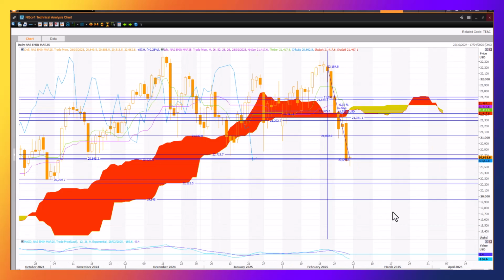Be on the lookout for any kind of support to come back in at either the 20,649 zone or the 20,279 zone. So we get very close to a retracement rebound.